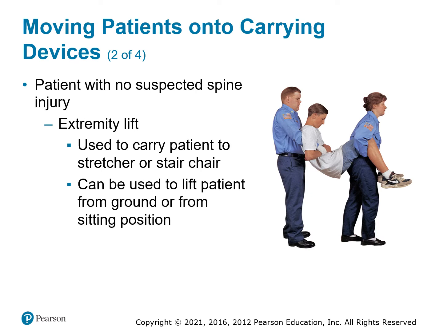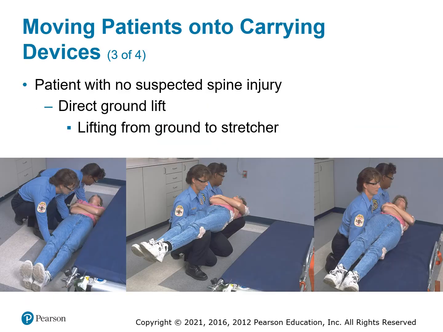Patients with no suspected spinal injury, so extremity lifts. This is used to carry the patient to the stretcher or stair chair. It can be used to lift the patient from the ground or from a sitting position. Okay, so moving patients onto carrying devices. Again, patients with no suspected spinal injury, we want to use a direct ground lift, lifting from the ground to the stretcher.